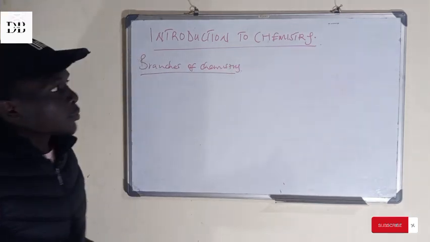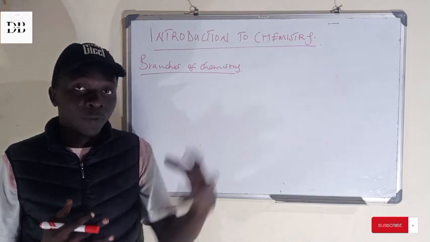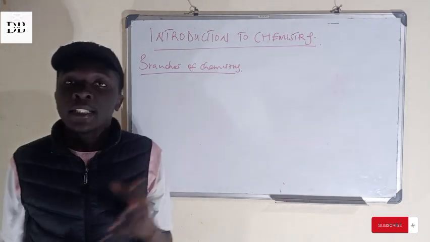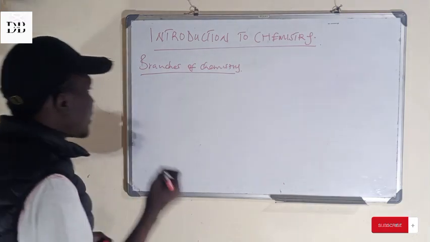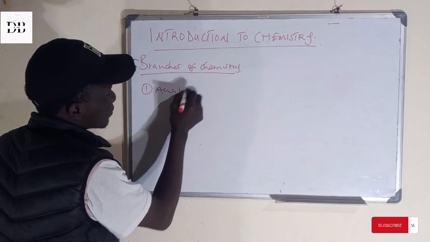Now you find out that when you're studying chemistry, you have different sections, or it explains different sections. So those different sections which chemistry explains are referred to as the branches of chemistry. And the first branch of chemistry is called analytical chemistry.